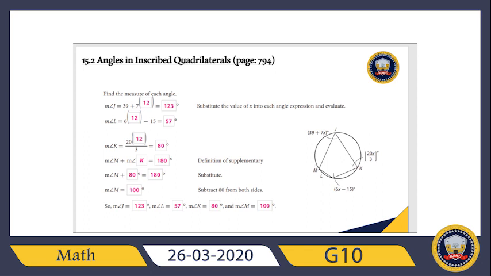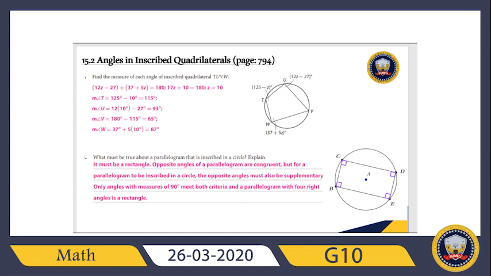All right, let's take two other examples. Find the measure of each angle of inscribed quadrilateral TUVW. We do the same. So using the theorem, we set that the measure of U plus the measure of W equals 180. So 12Z minus 27 plus 37 plus 5Z is 180. I simplify my equation. Then this gives 17Z plus 10 equals 180, and Z is 10. All right, I'm sure you know how to solve this kind of equation. You're more familiar with these.